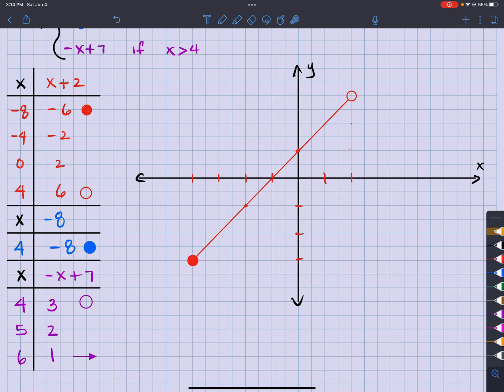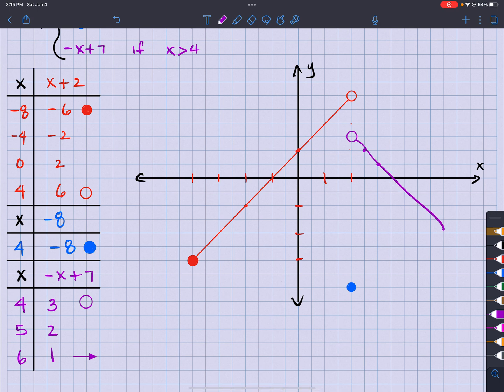And then here it says, for the blue, that at 4 it is equal to -8, and it's going to be a solid circle. So it's going to be right there. Solid circle. And then off to the purple. At 4, it's going to be 3, and it's going to be an open circle. There we go. And then at 5 is going to be 2. At 6 is going to be 1.